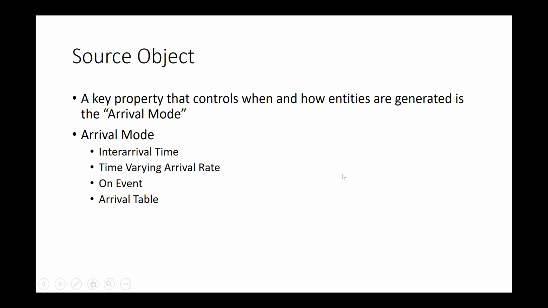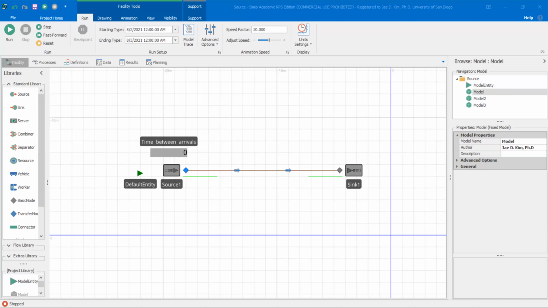Okay. The key property that we need to understand when we're using the source object is the arrival mode. This controls when and how entities are generated. There are 4 different arrival modes: interarrival time, time varying arrival rate, on event, and arrival table. I'll go through each one of these one at a time. Let's go to Simio. I'll show you the source object and these arrival modes.